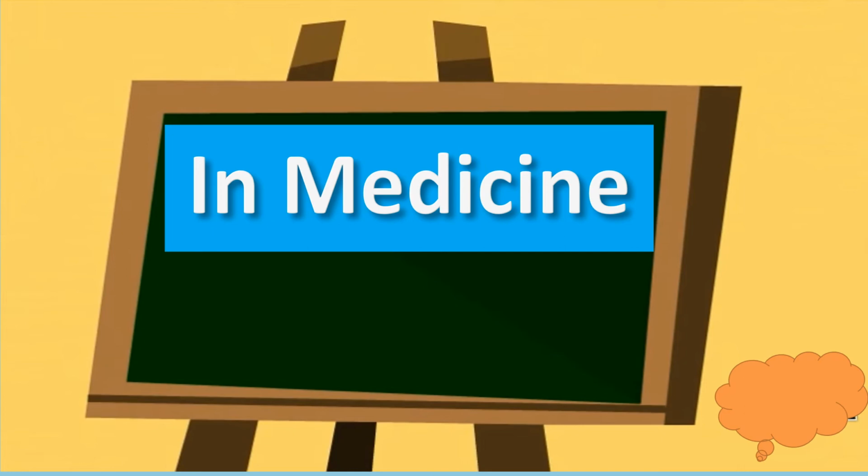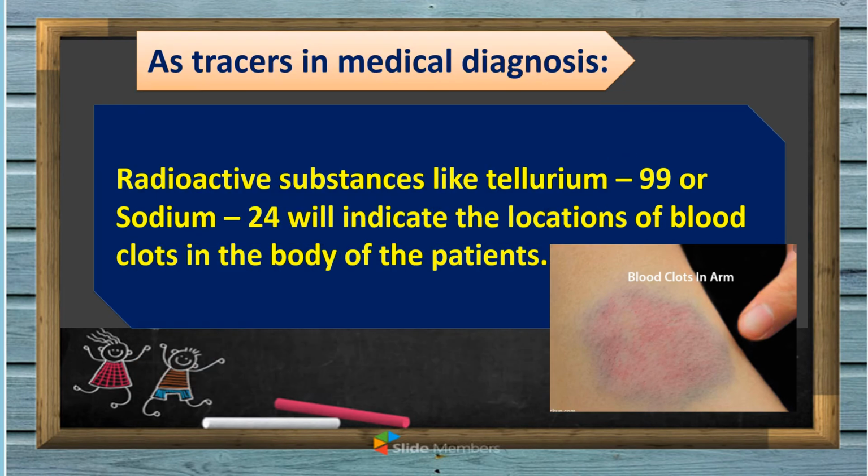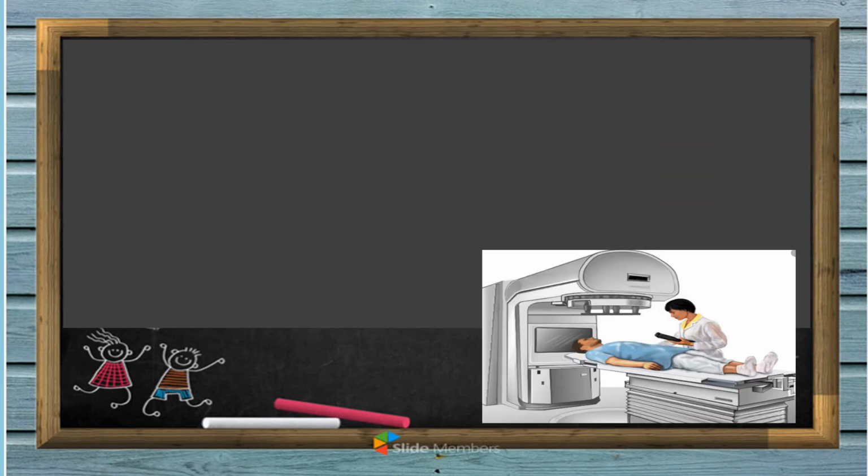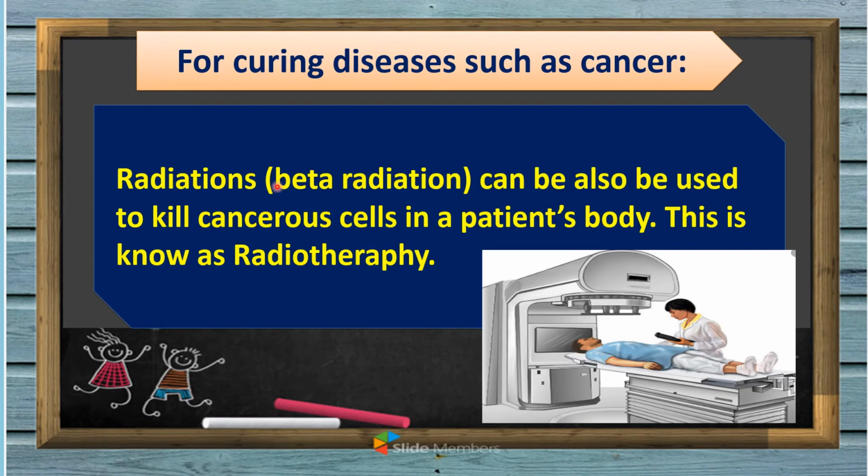Next, uses of the radioactive substances in medicine. As tracers in medical diagnosis, radioactive substances like technetium-99 or sodium-24 will indicate the locations of blood clots in the body of the patients. For curing diseases such as cancer, radiations or the beta radiation can also be used to kill cancerous cells in a patient's body. This is known as radiotherapy.